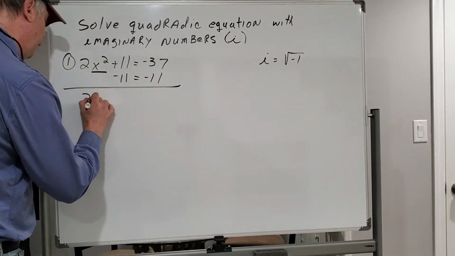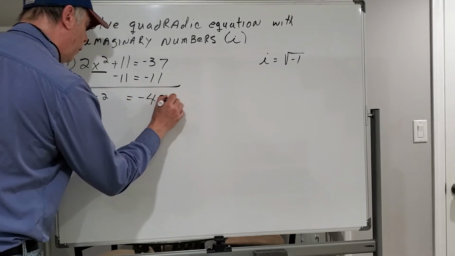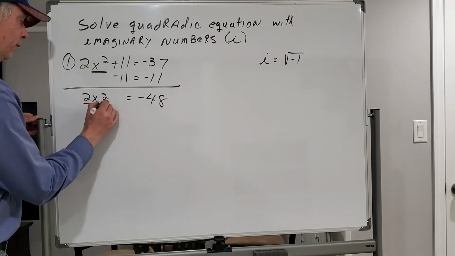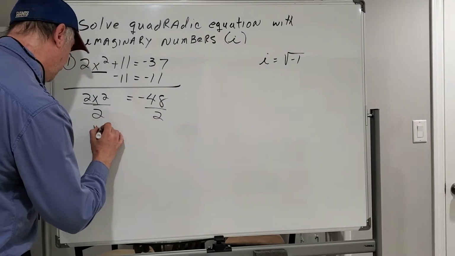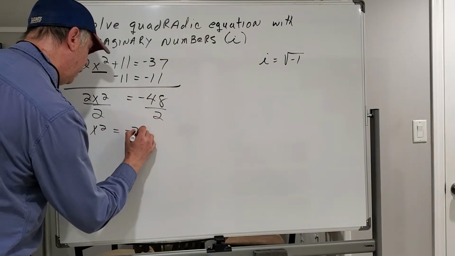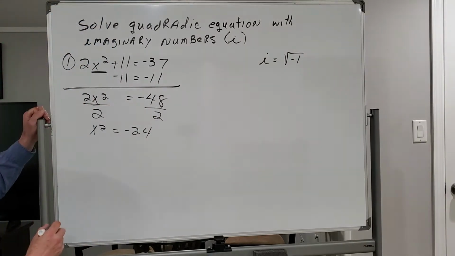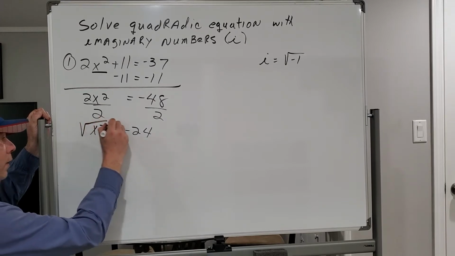And now we're left with 2x squared equals -48. Still want to get x squared by itself, so divide both sides by 2. x squared then equals -24. So the next step after this, we've got to get the square root of both sides.